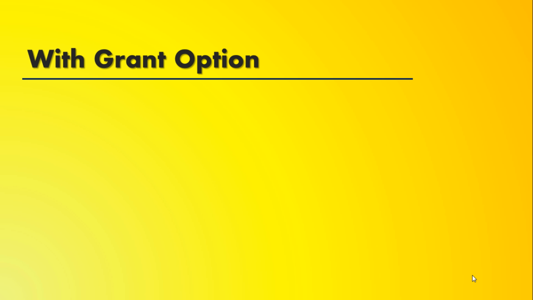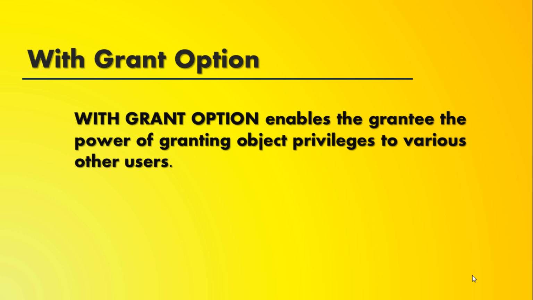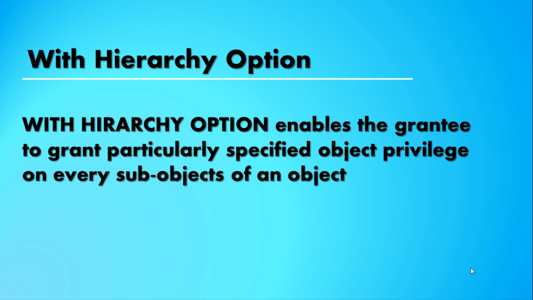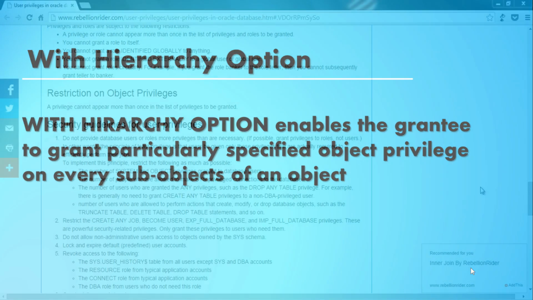Now, WITH GRANT OPTION. WITH GRANT OPTION enables the grantee the power of granting object privileges to various other users. A tip for you: it is important to remember that the WITH GRANT OPTION flag only assists in granting a privilege to public or a user and not to a role. Okay, now the third one, WITH HIERARCHY OPTION. The WITH HIERARCHY OPTION flag enables the grantee to grant a particularly specified object privilege to every sub-object of an object, for example, sub-views that are created within a view. This particular clause works only when used in combination with the select object privilege.